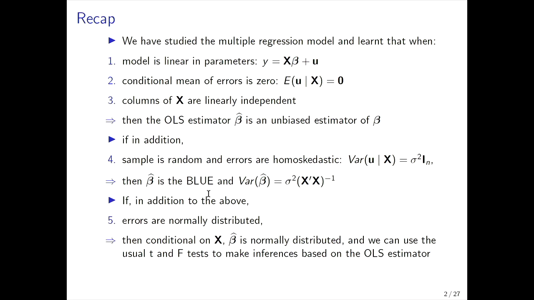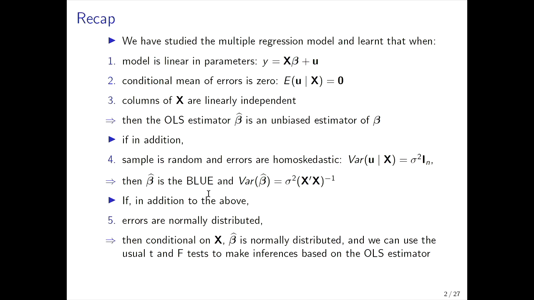So the OLS estimator is unbiased as long as assumptions 1, 2, and 3 hold. So if assumptions 1, 2, and 3 hold, and the errors are heteroskedastic, the OLS estimator will still be unbiased. However, we do need the assumption of homoskedasticity to prove that the OLS estimator is the best linear unbiased estimator. So here is the first consequence of hetero.